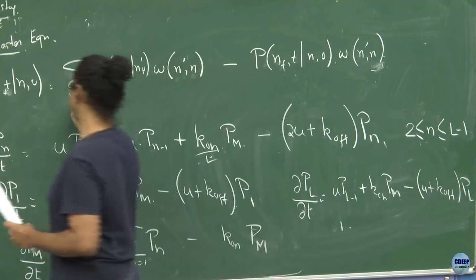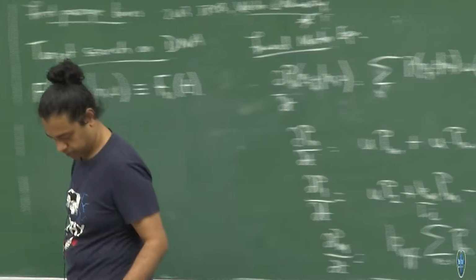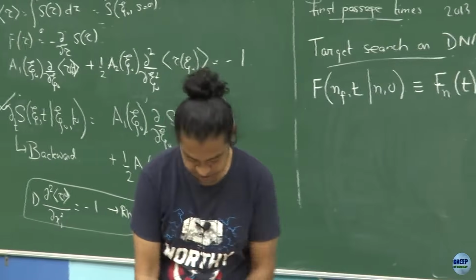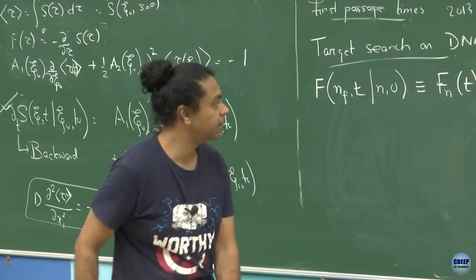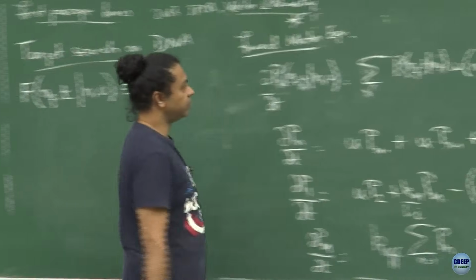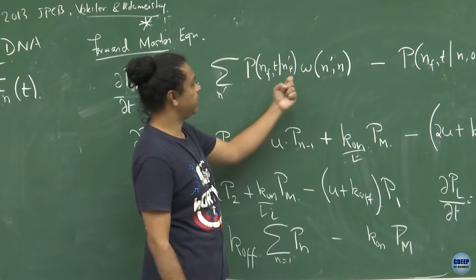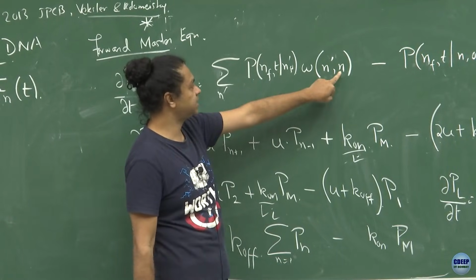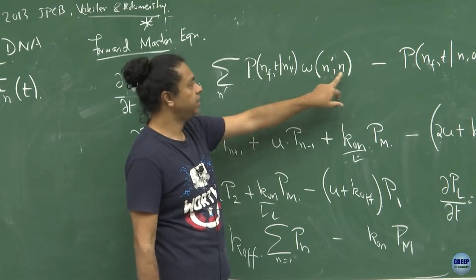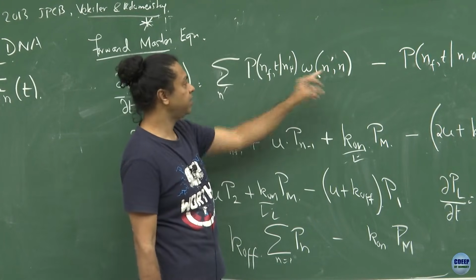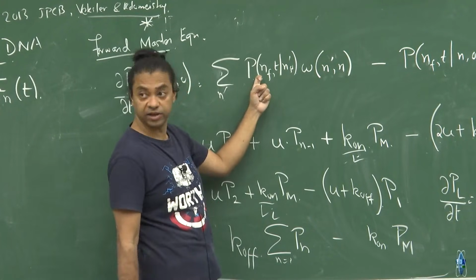Sum over all n primes. Okay. Sorry, the backward equation sometimes I myself have to look up. So this term, remember, said that in the first step out of your initial state n, you took a step to some other site n prime, and then from n prime you have to reach the final state.